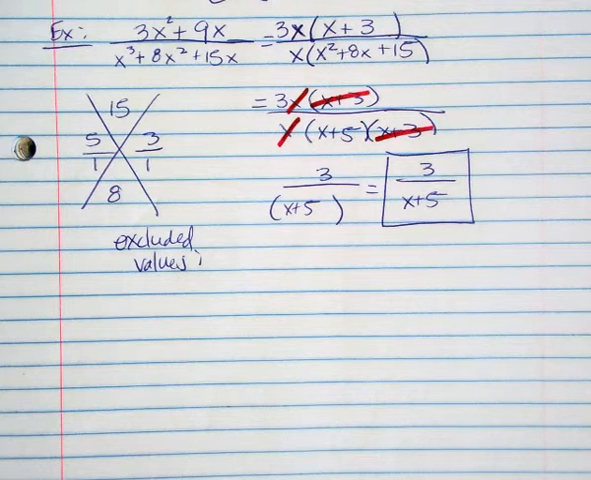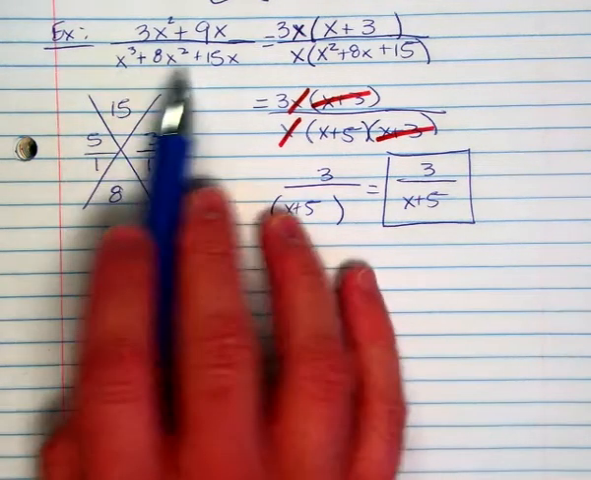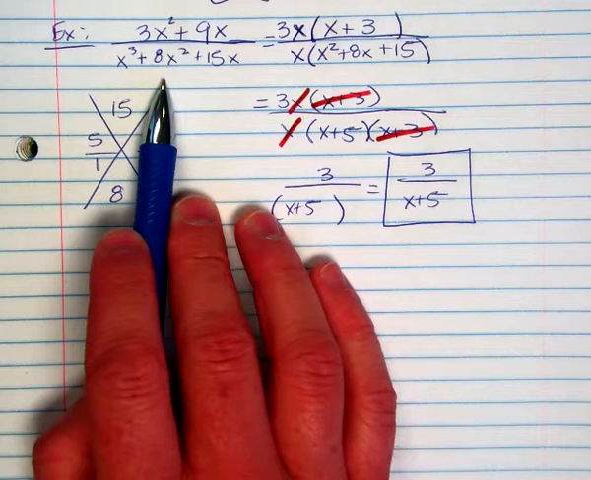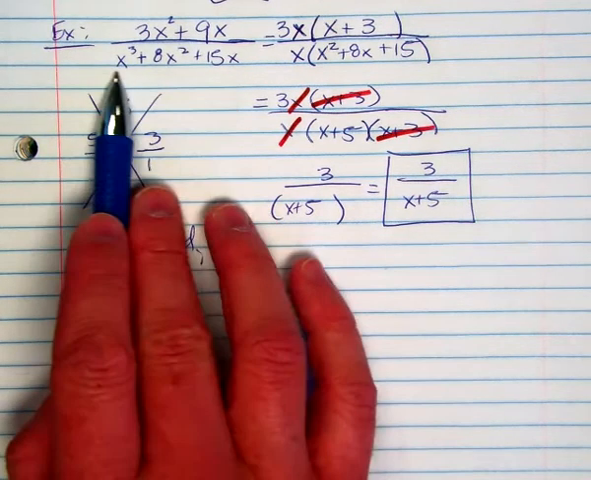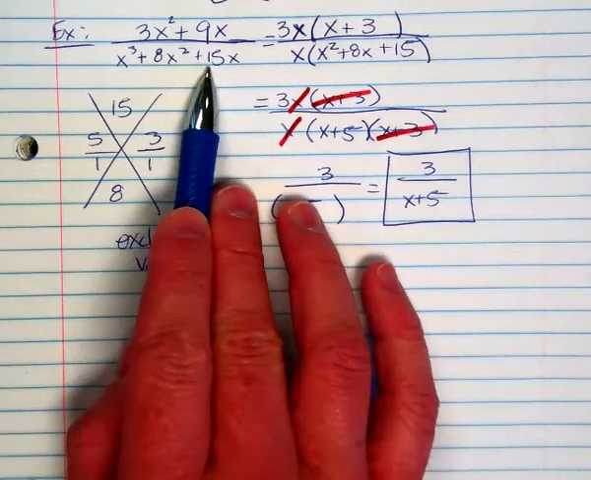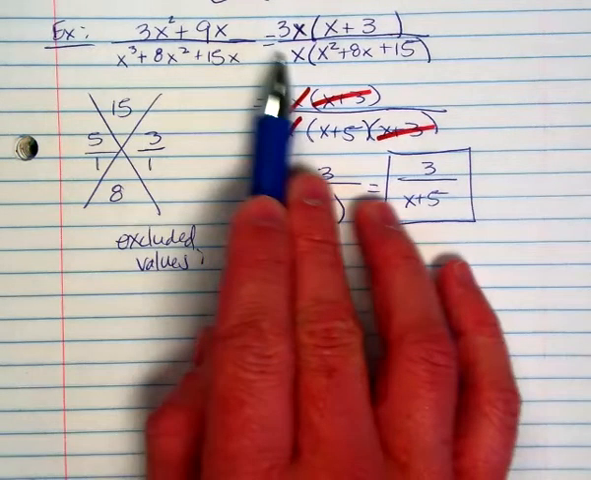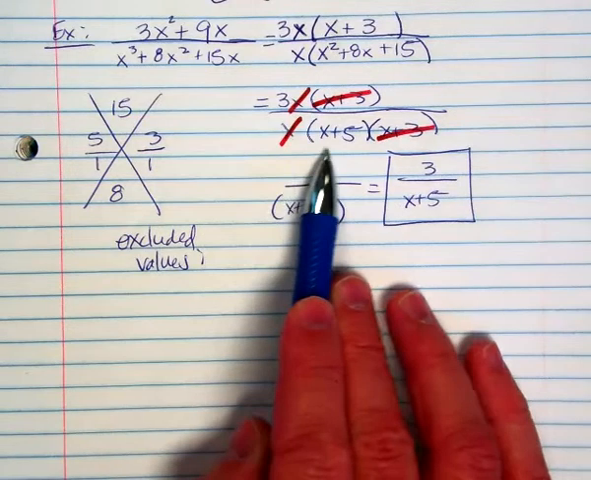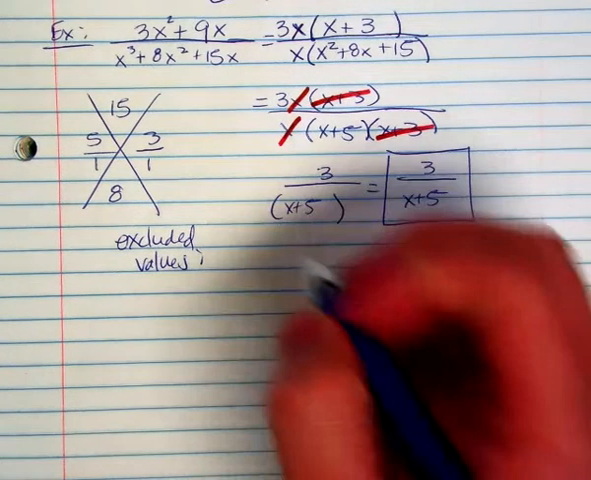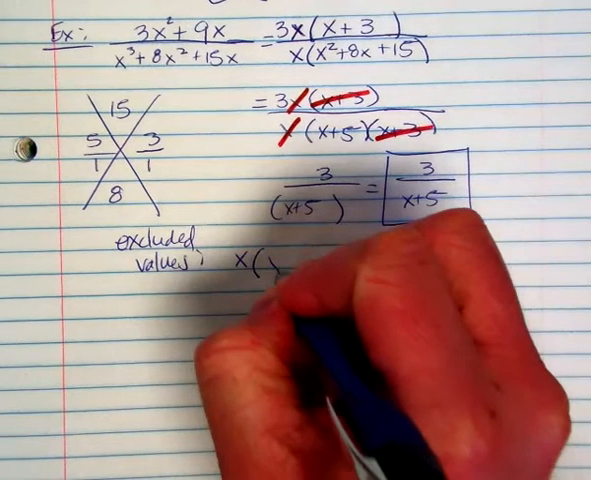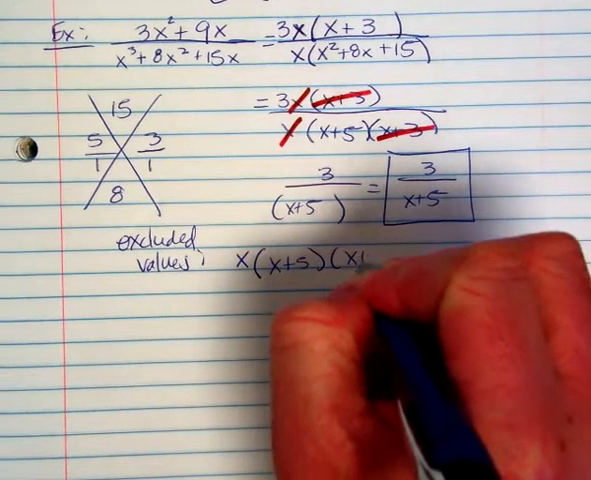For the excluded values, remember, we're looking at the denominator, our original denominator, and factoring it. So please follow the process we went through here. Here was our original denominator. We factored it, but it wasn't done, so we factored it more. Here is our fully factored denominator: x on the outside, x plus 5, x plus 3.